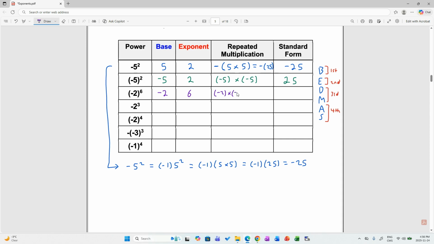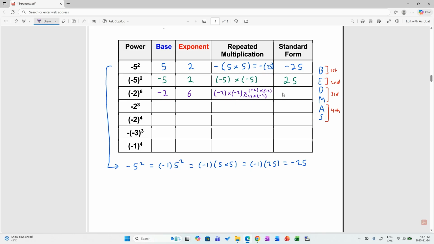So negative 2 times negative 2, times negative 2, times negative 2, times negative 2, times negative 2. I'm going to run out of room here. Basically, I'm trying to multiply negative 2 times itself 6 times.